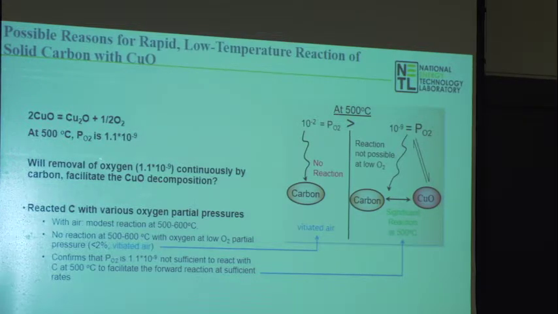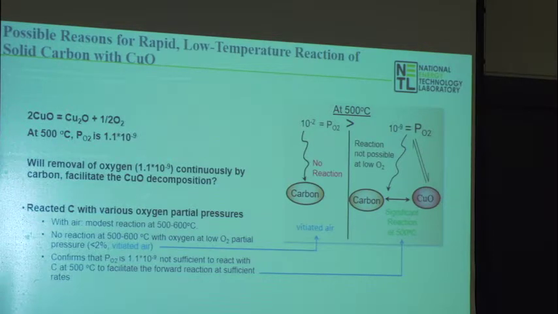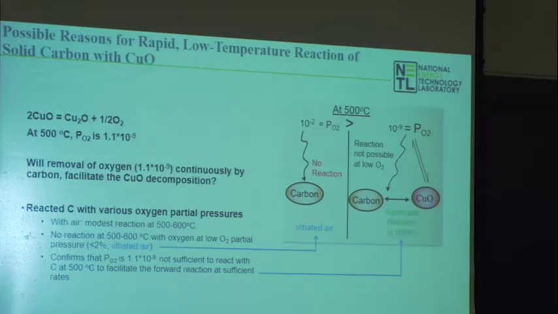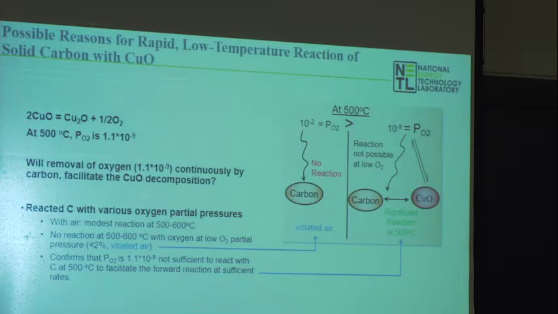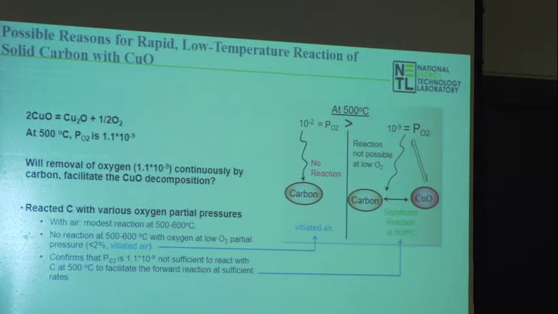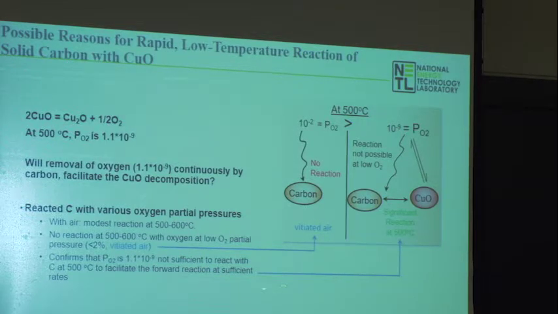You're saying, okay, I'm going to decompose copper oxide to give me oxygen at that partial pressure. Is that going to explain the reaction with carbon? No way. I can just put oxygen at that level and I couldn't get a decent reaction. Yet when I mix the copper oxide in with a coal and react them, they go very quickly. That's why we thought there's something else going on here than what we understood.